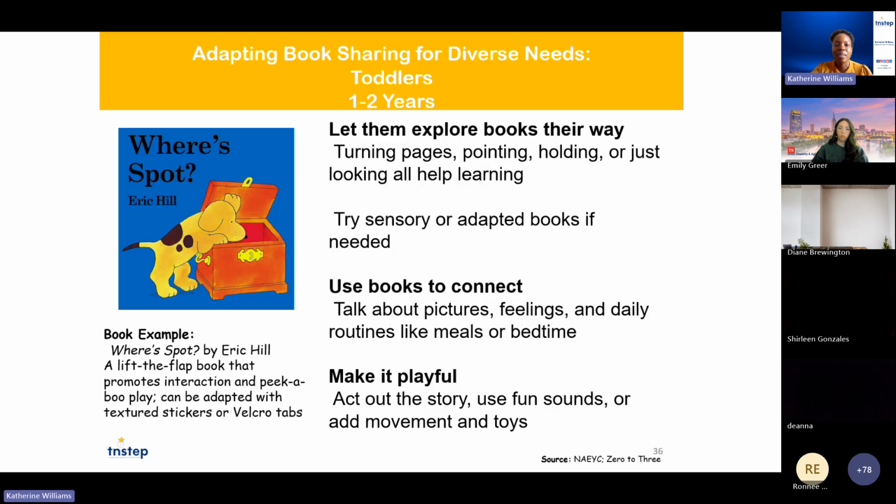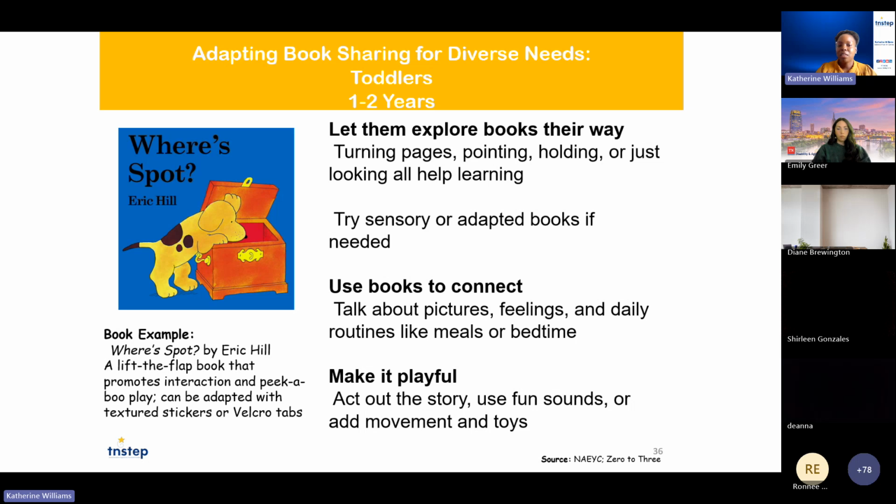The next age group is ages 1 to 2 years. This is the prime toddler years, and you really just want to let them explore on their own in their own way, and that is okay. So try to take a step back and let them find those curiosity moments on their own, whether it's turning pages, holding the book because they want to do it by themselves, or asking for help. Also, some children need a little bit more stimulation.